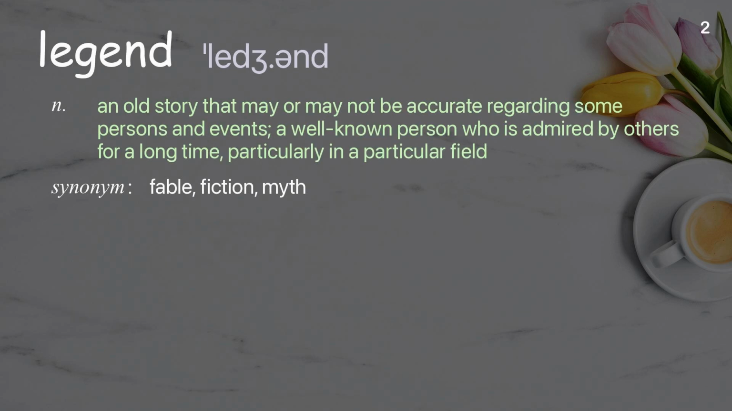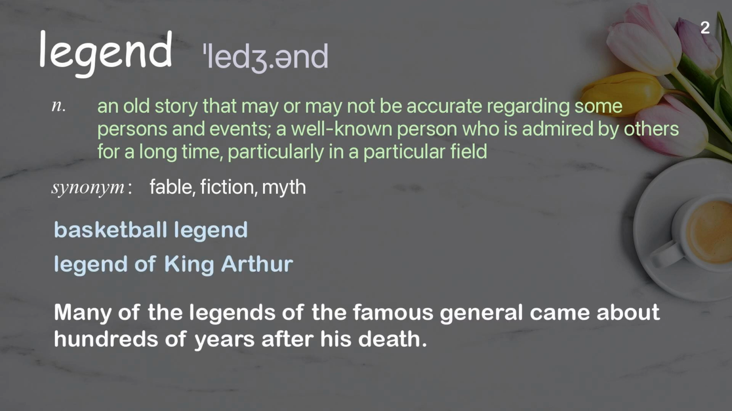Legend. An old story that may or may not be accurate regarding some persons and events; a well-known person who is admired by others for a long time, particularly in a particular field. Examples: Basketball legend. Legend of King Arthur. Many of the legends of the famous general came about hundreds of years after his death.